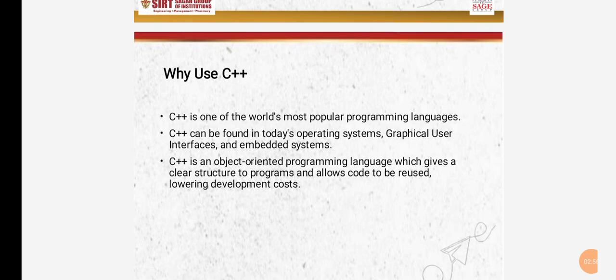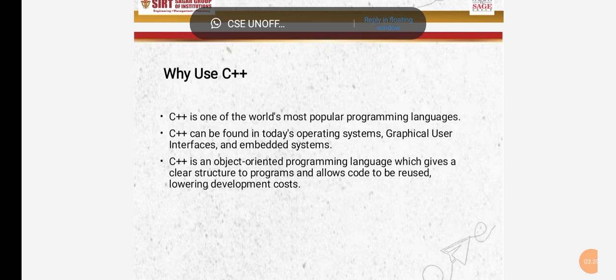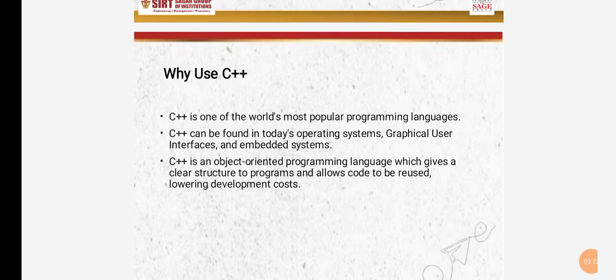Now, what is the reason why we use the C++ language? C++ is one of the world's most popular programming languages because it has multiple characteristics: it can be easily used and it can be found in today's operating systems and graphical user interfaces. C++ is an object-oriented programming language which gives a clear structure to programs and algorithms.